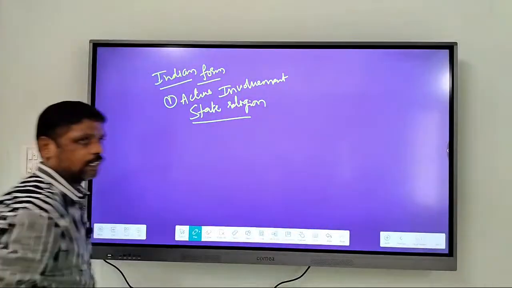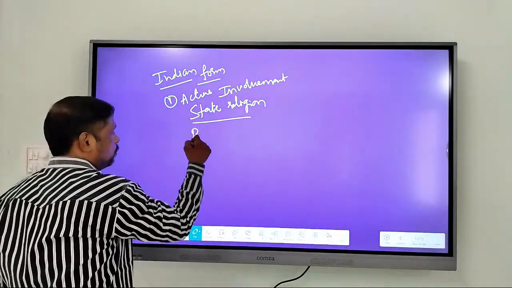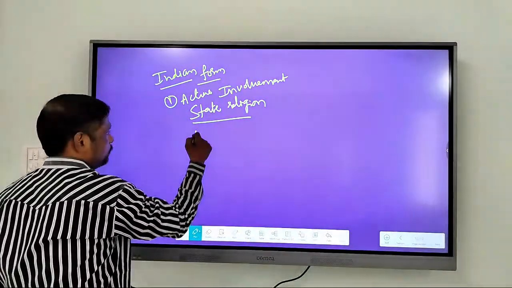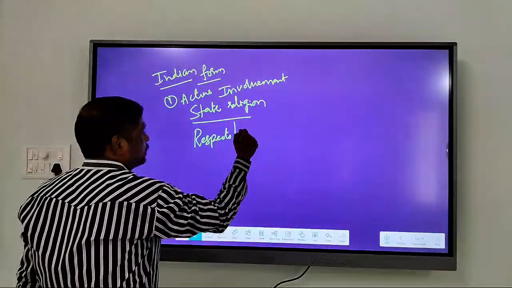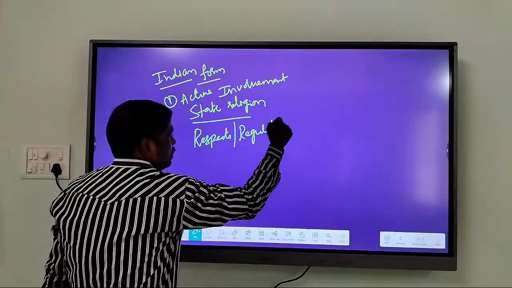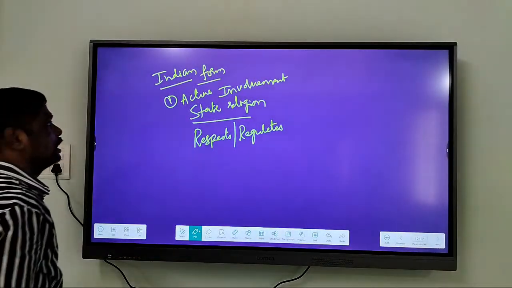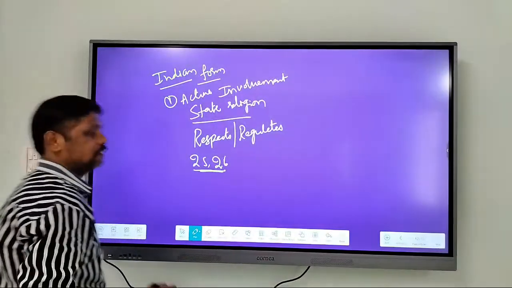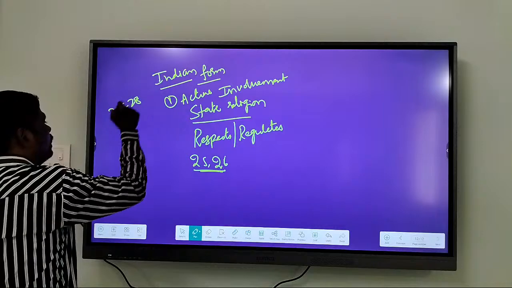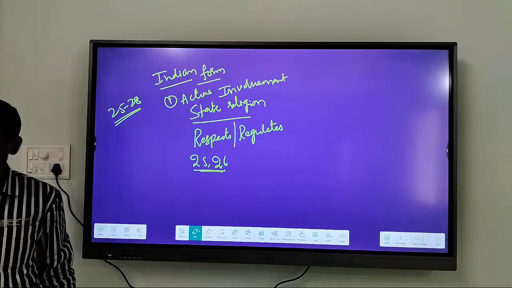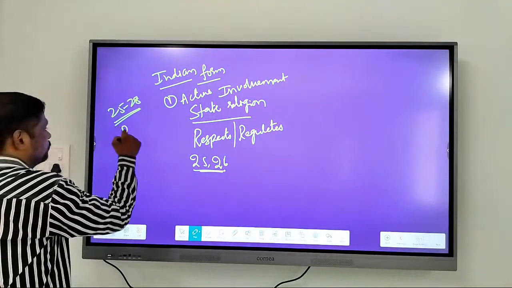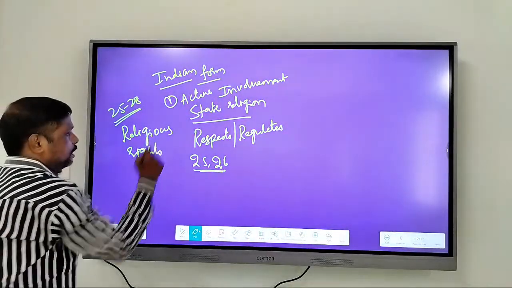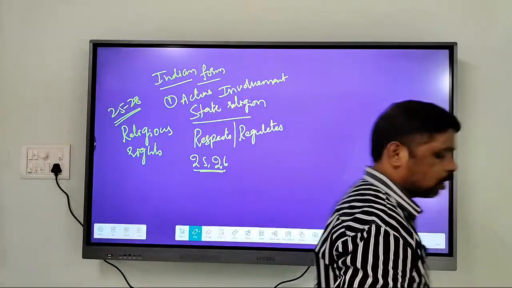This is one thing: the state respects and regulates all the religions; that is, there is an active involvement. When you go through Articles 25 and 26, particularly, you will come to know. Remember, Articles 25 to 28 of the Indian Constitution deal with the religious rights of individuals.